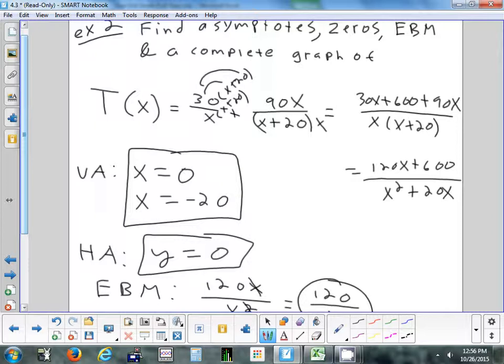I'm not sure. You want to help him out? What's the only way that a fraction can ever equal 0? Numerator 0? Yeah, if the numerator is 0. Right, so let's set the numerator equal to 0 and see what happens.